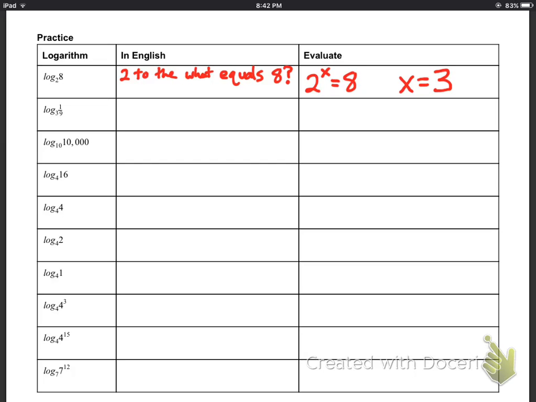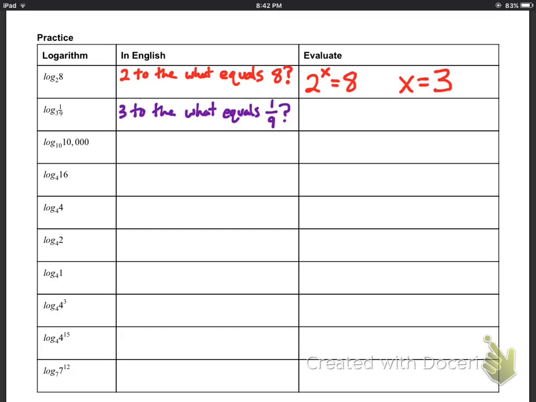All right, so let's do the next one. I'm going to do one more with you. Log base 3 of 1/9. I'm sorry, those are kind of close together, but that's what that is. It's log base 3 of the fraction 1/9. That literally means 3 to what power equals 1/9.